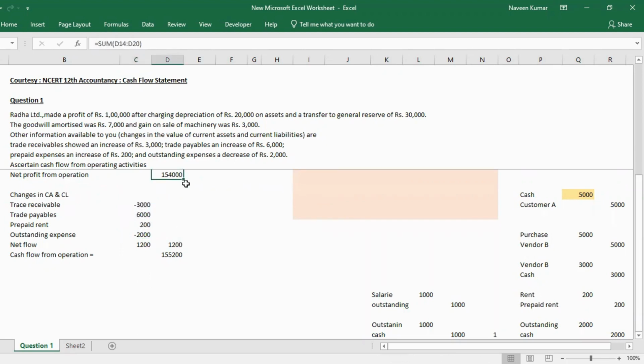So net profit from 1,54,000 plus inflow of 1,200. My cash flow from operation is 1,55,200.